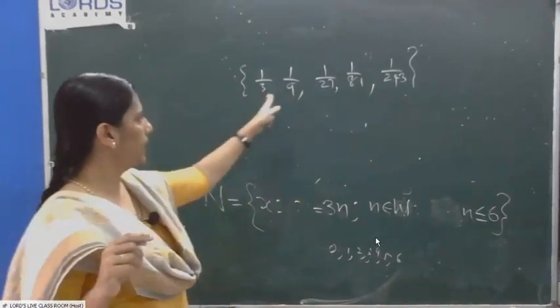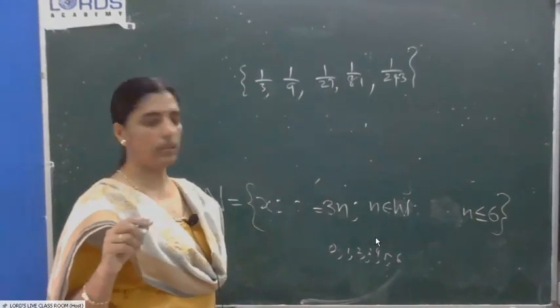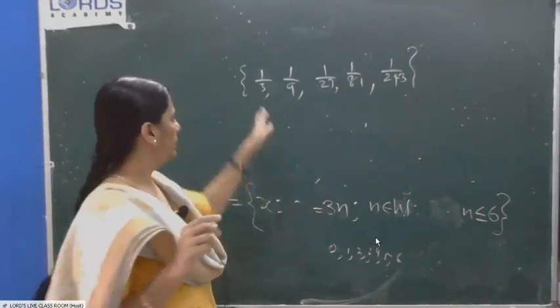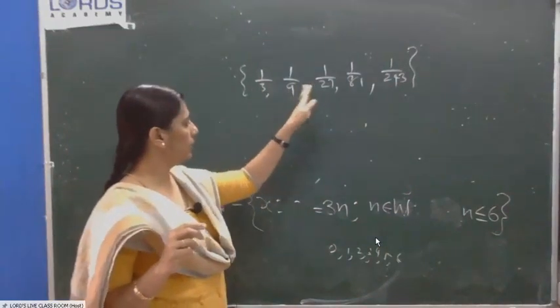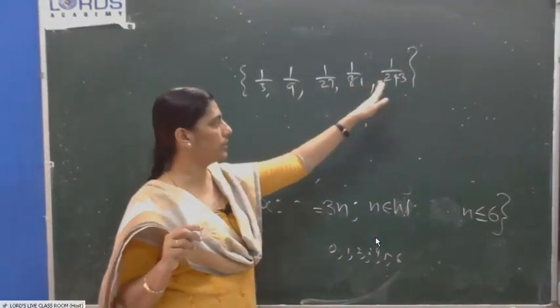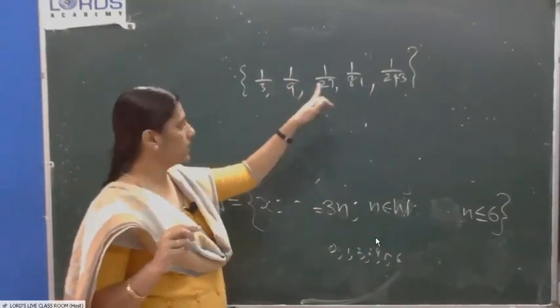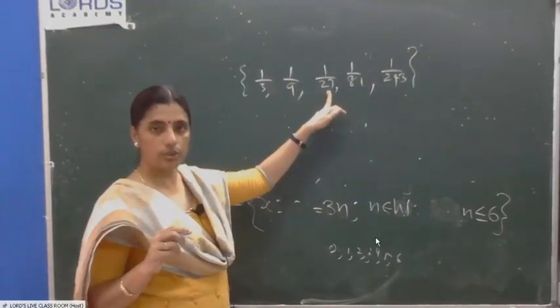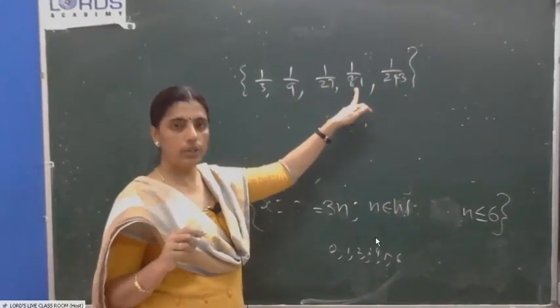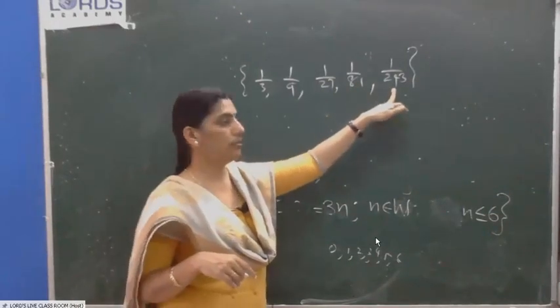Next question is 1 by 3, 1 by 9, 1 by 27, 1 by 81, 1 by 243. Okay, this is 3, this is 3 square, this is 3 cube, this is 3 raised to 4, this is 3 raised to 5. 3 square means 3 into 3. This is 3 cube, 3 into 3 into 3. This is 3 into 3 into 3 into 3, 4 times. This is 5 times.